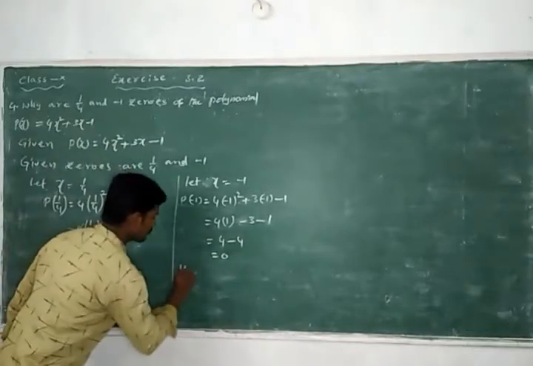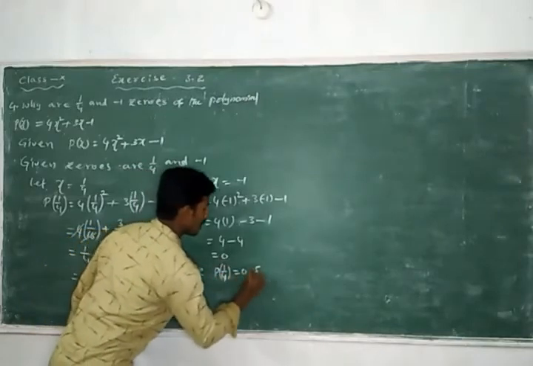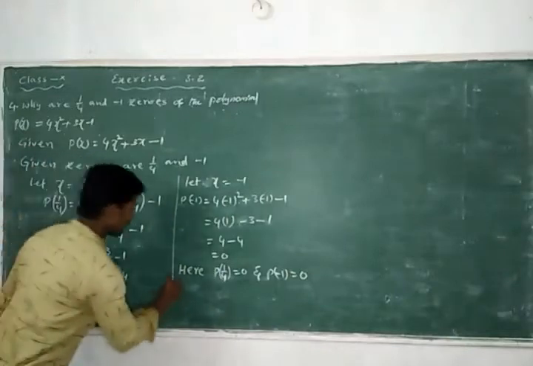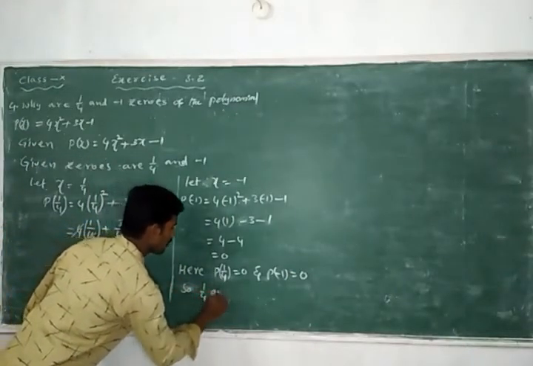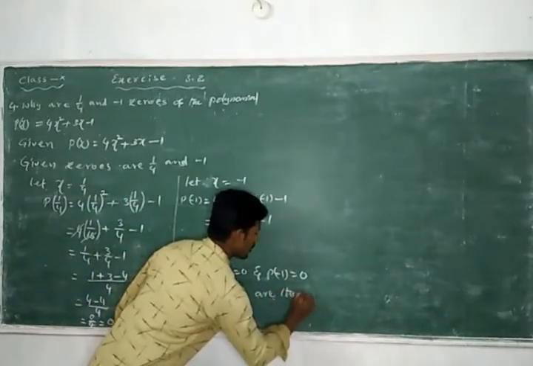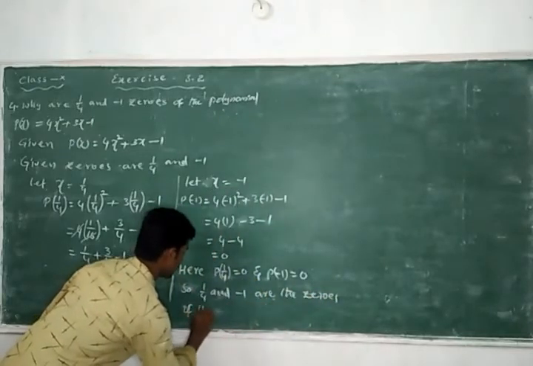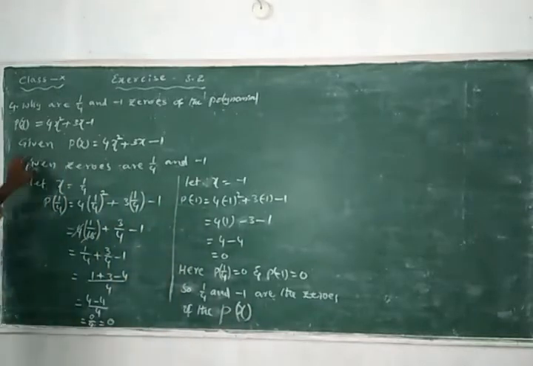See here, P of 1 by 4 is equal to 0 and P of minus 1 is equal to 0. Both are 0. That means 1 by 4 and minus 1 are the zeros of the given polynomial p of x. So once again look at our work and take it down.